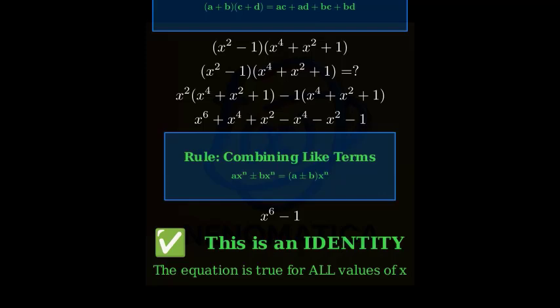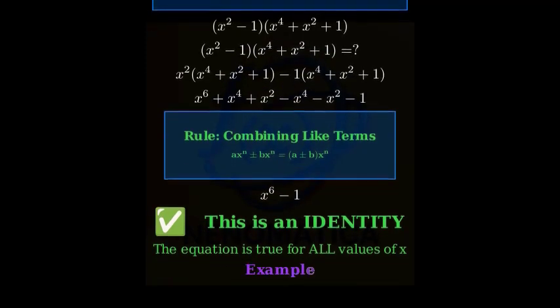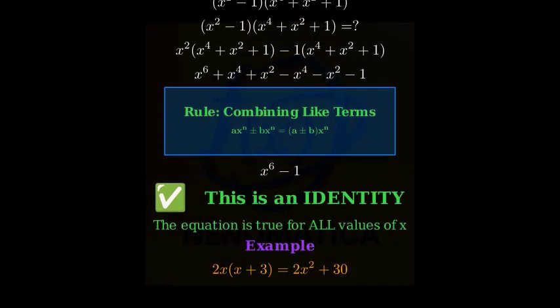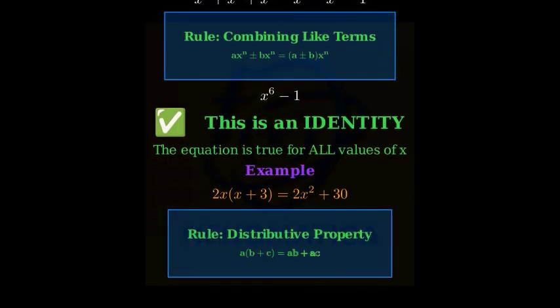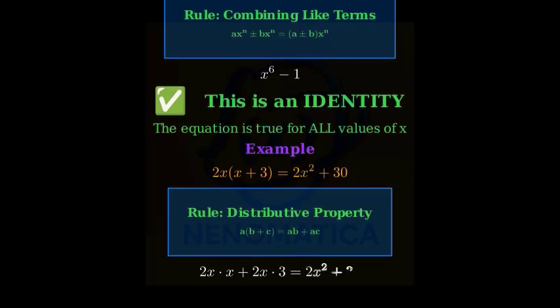Now, let's look at our second example. Here we have the equation 2x times the quantity x plus 3 equals 2x squared plus 30. Let's solve this equation step by step. First, let's distribute the left side. 2x times x plus 3 becomes 2x squared plus 6x.